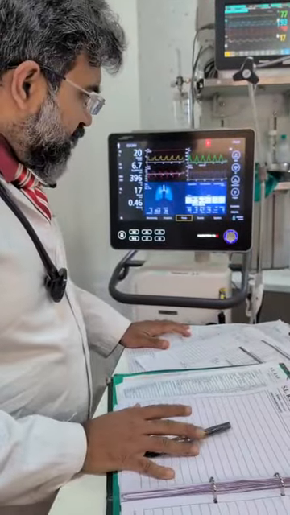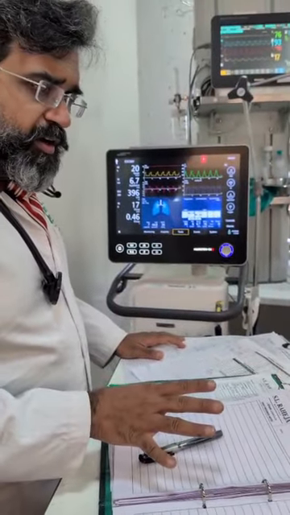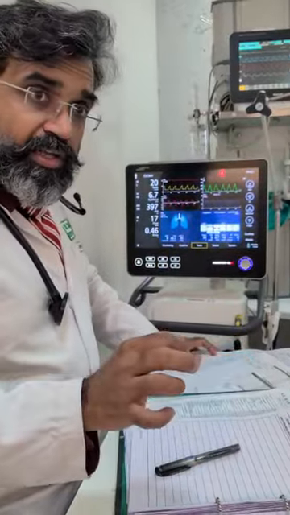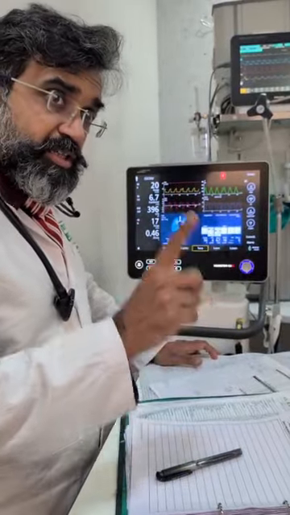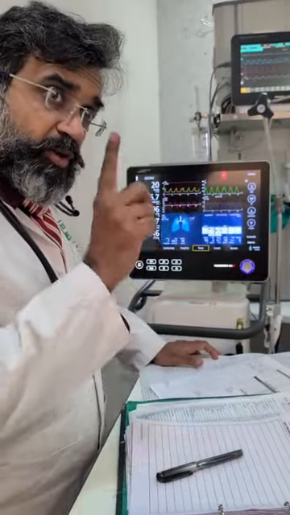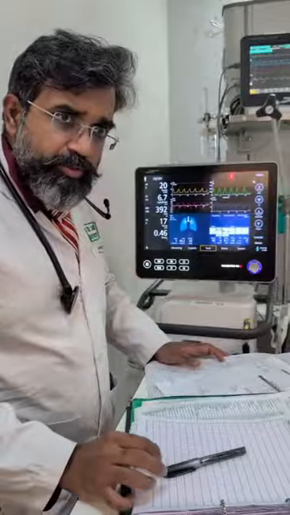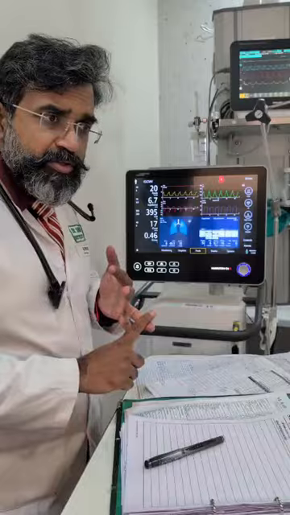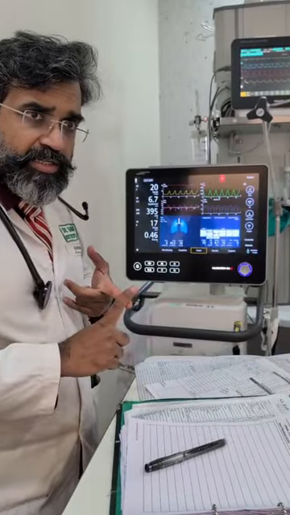Assessment of recruitability. If the patient is hypoxic and I want to do recruitment, before I do recruitment, I should be certain that the patient is responsive to recruitment. That means it's not going to cause problems. Understand this, recruitment is a very dangerous proposition. You do recruitment, patient can have hypotension, bradycardia, arrest, pneumothorax.